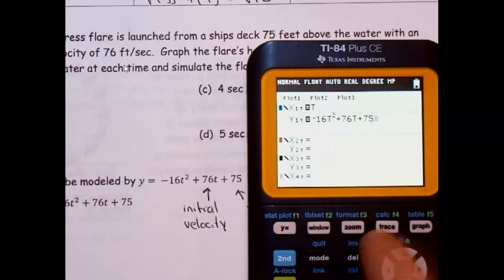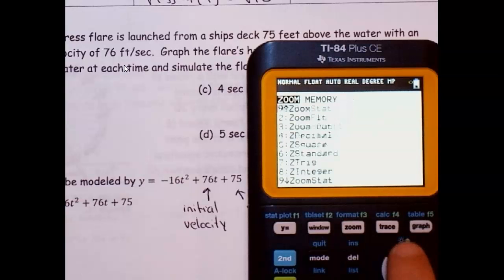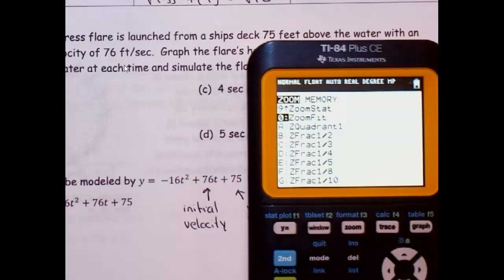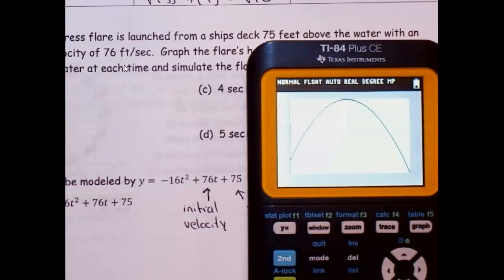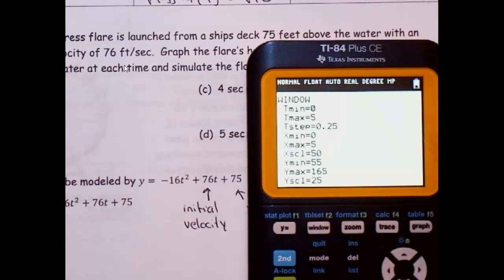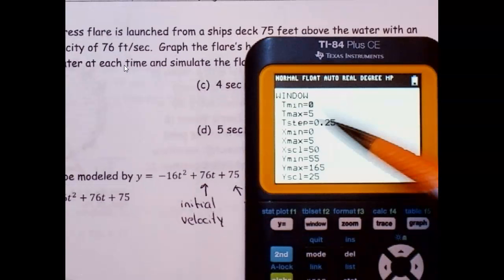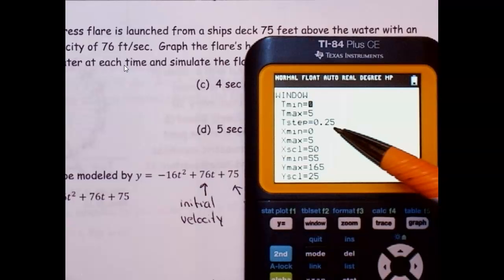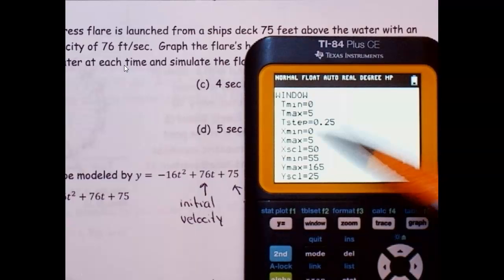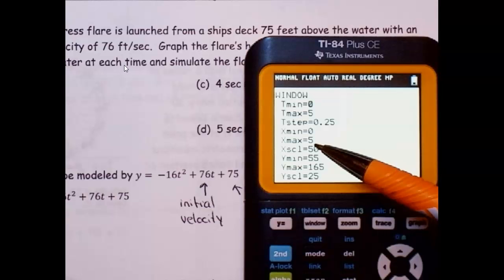Remember on these sometimes you don't have a set method for coming up with the window. I'm going to go ahead and try zoom fit, and let's see, actually it pops up pretty well. Let's go take a look at our window. So it looks like our time is from 0 to 5, and we're counting by steps of 0.5. Our x is going the same thing. Our x scale is going by 50s.